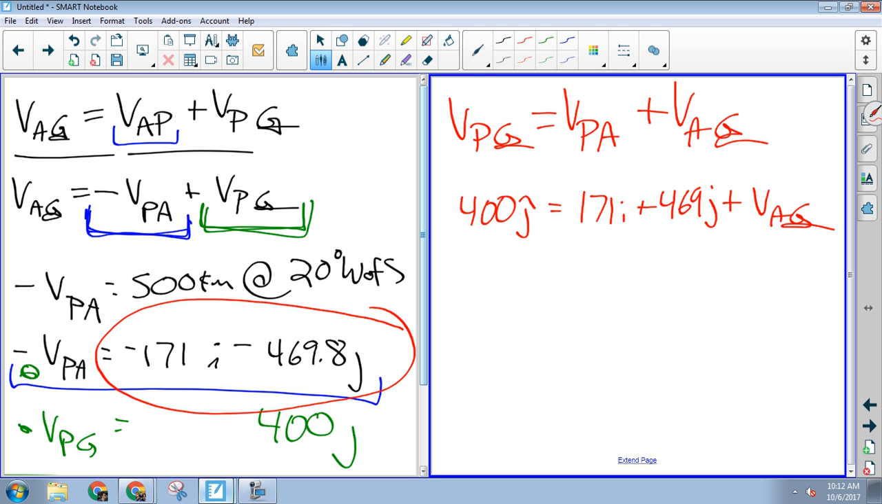So now what do you do? I neglected to acknowledge the fact that it would be a negative quantity, like that VAG would be a negative quantity, as far as the j goes. Gotcha. The j component. So yeah, it would be negative 69, right?